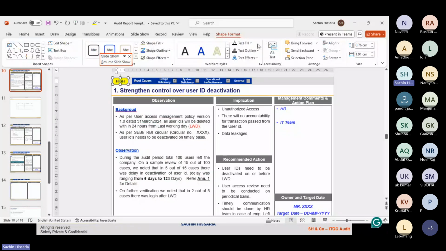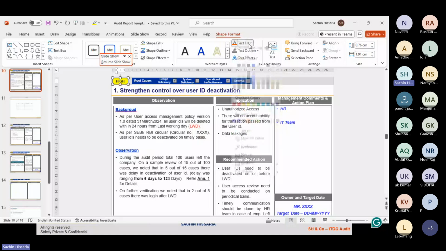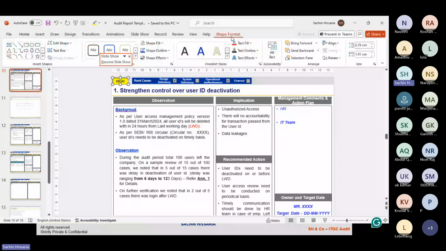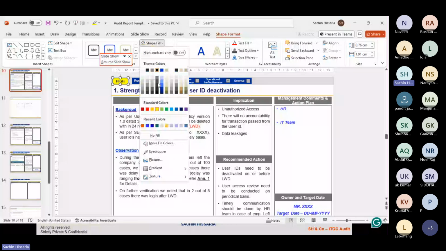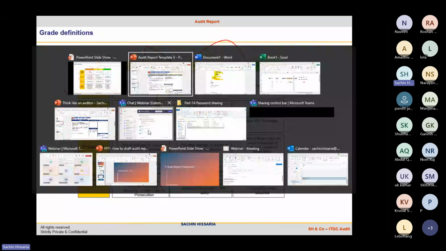Now, suppose management asks me why it is high, I will explain my reasoning: boss, as you can see here, first, this is a non-compliance to the regulatory requirement. Then I will also say that the operating ineffectiveness in our sample was more than 20%. This is also a non-compliance to the legal and regulatory requirement. And this is the reason I have rated this observation as high.